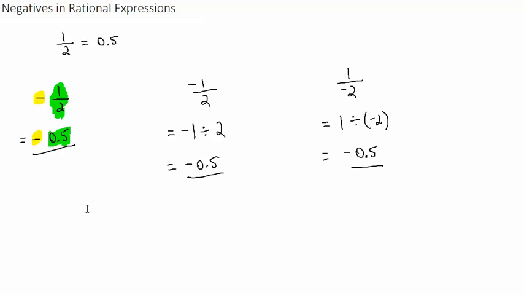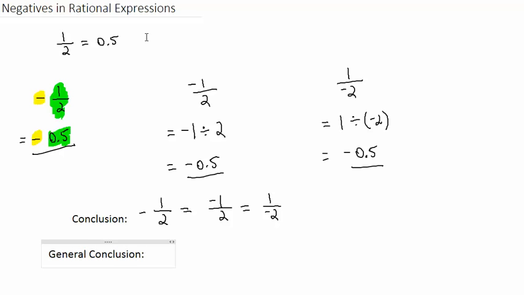So what we see, our conclusion is that, let's write it this way, negative 1/2, the negative fraction, equals negative 1 over 2, and also equals 1 over negative 2. And so that's true for any fraction. So we have this general conclusion that's a bit more substantial, and you can maybe imagine how it applies in general. If you have a negative fraction, a over b, well, that equals the same thing as negative a divided by b, or a divided by negative b.